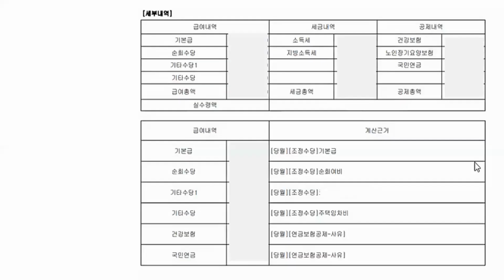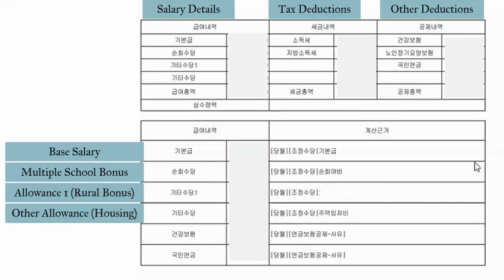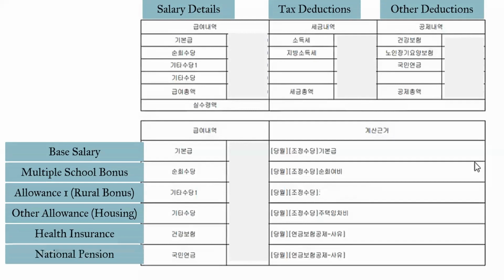If we zoom in, we can see the statement includes salary details, tax deductions and other deductions, such as health insurance and national pension. At the bottom of the page, base salary, multiple school, rural bonus, housing stipend, health insurance, and national pension are outlined.